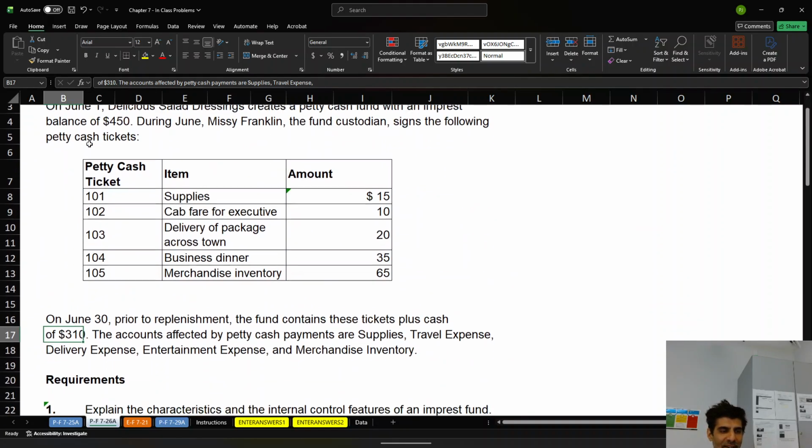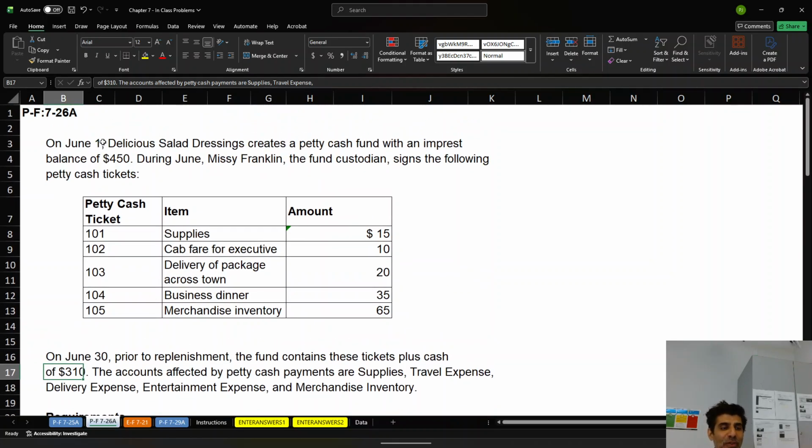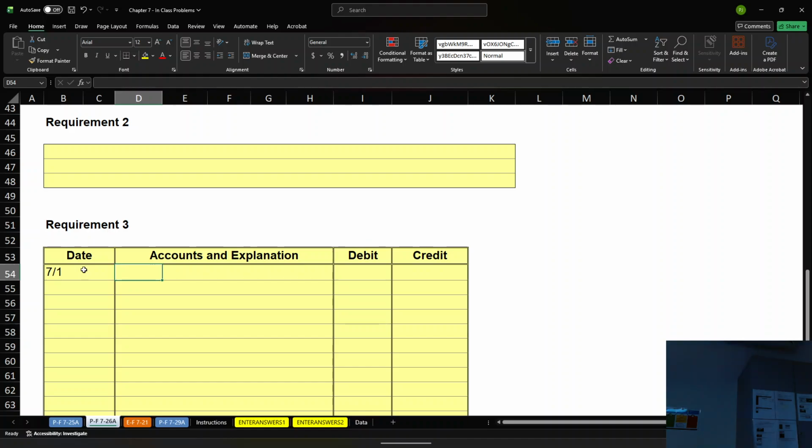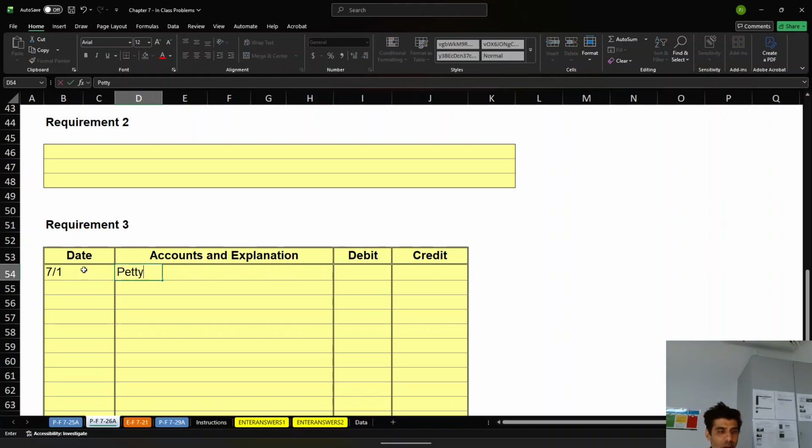The first transaction, June 1st, to set it up, is to debit petty cash, credit cash. Again, petty cash is this kind of sub account of cash that is representing the physical cash that we have in our office. So we're going to set it up with this journal entry.